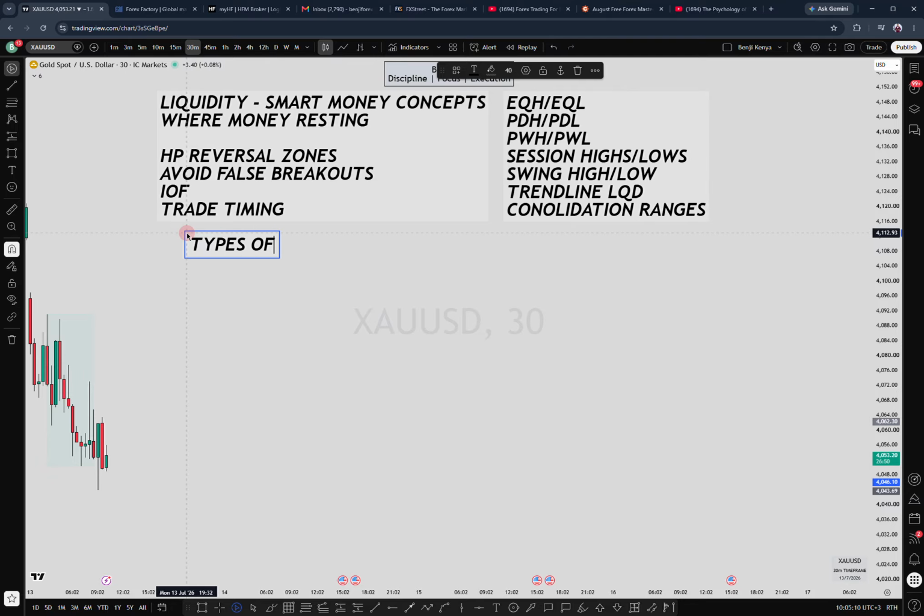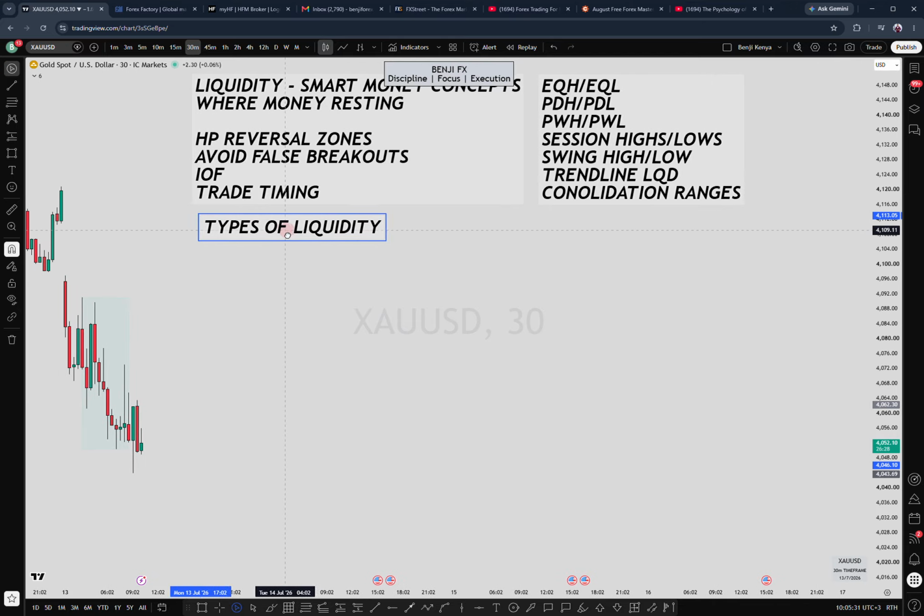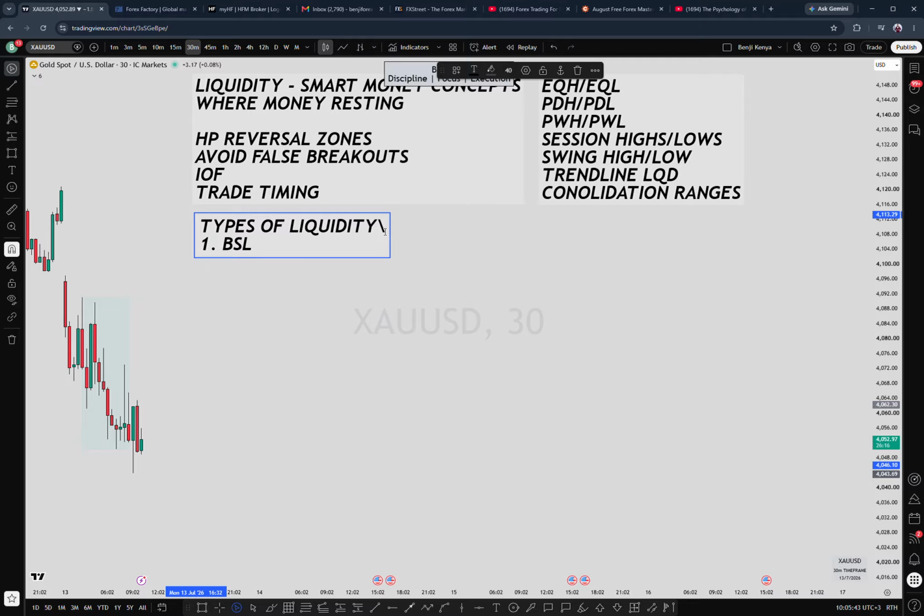Types of liquidity. It's a very important concept. Once you understand this concept, you're good to go. So types of liquidity are different. The first one we're going to start with is buy side liquidity. We're going to discuss more on number one, buy side liquidity. That's how we usually write it.